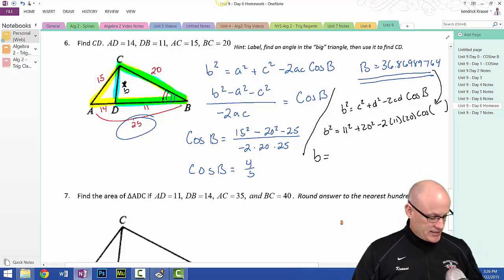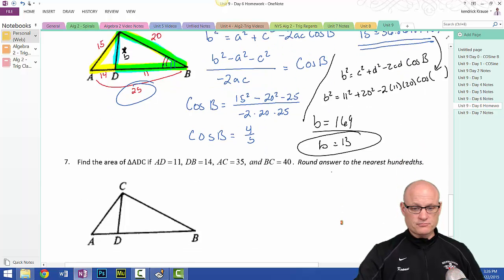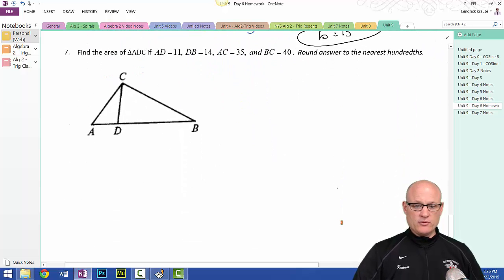If I do that, I get, believe it or not, well, that doesn't make any sense. I get exactly 169. So b equals 13. All right, kind of lucky. All right, moving on. Down to the hundredths place, we got that.